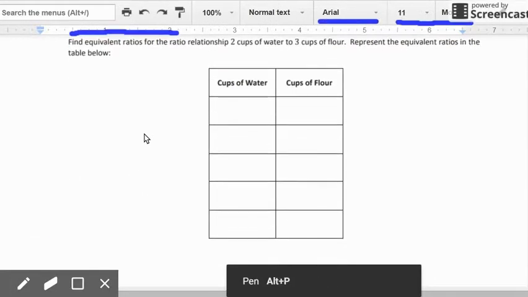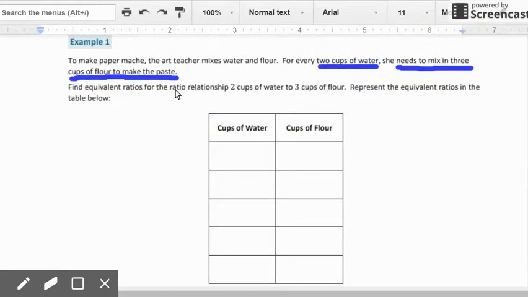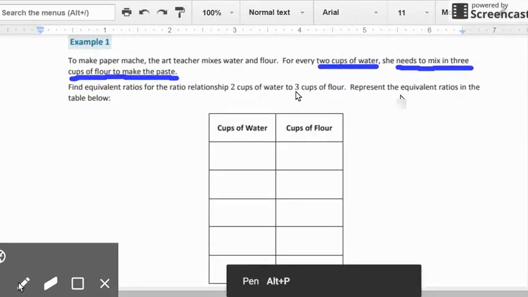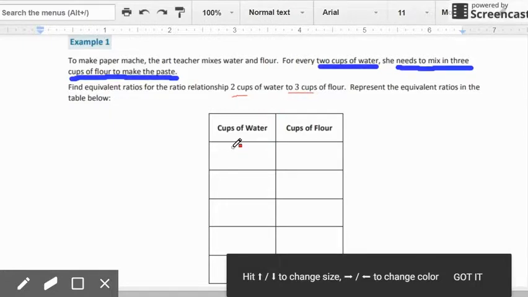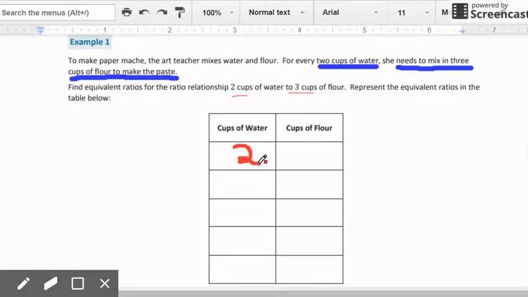All right, so here it says find the equivalent ratios for the ratio relationship, 2 cups, and represent the equivalent ratios in the table below. All right, so here we have cups of water, cups of flour. So let's go ahead and grab our pen and start filling it in. Well, first we start with the ratio given. So here we have 2 cups of water, 3 cups of flour. So we're going to start with the simplified ratio, the ratio given that's presented right here.